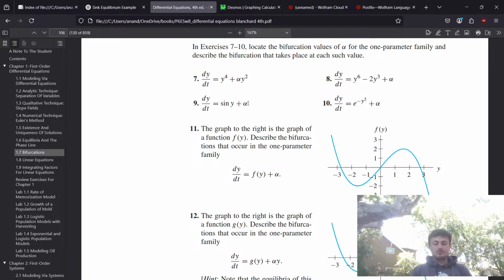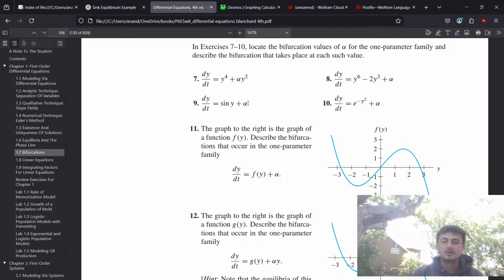All right, so number 10 is y dot equals e to the minus y squared plus a. Oh, this one's gonna be kind of interesting.